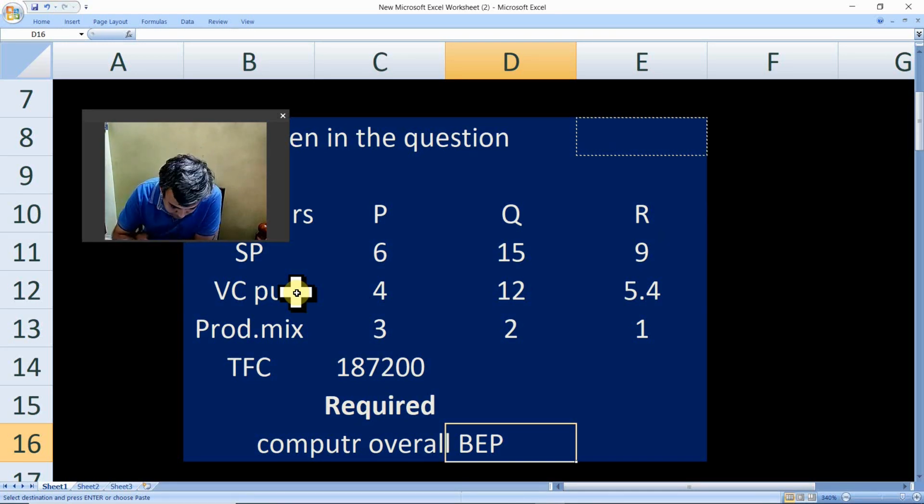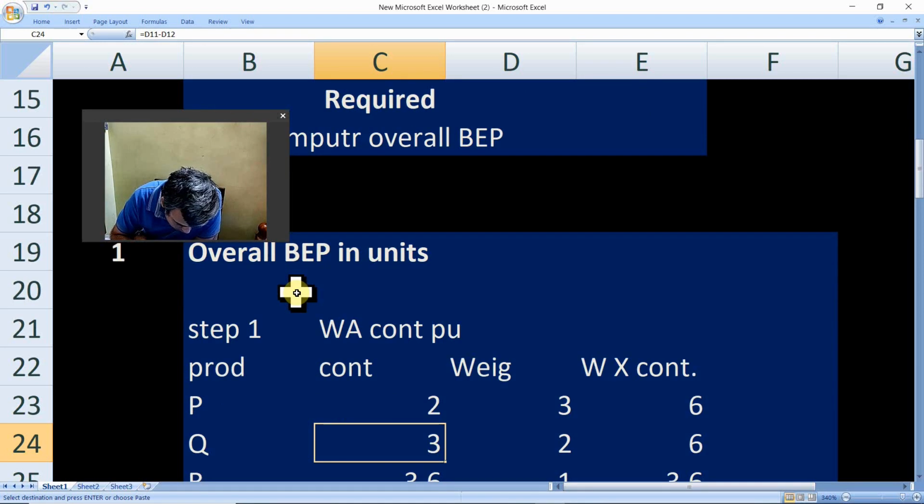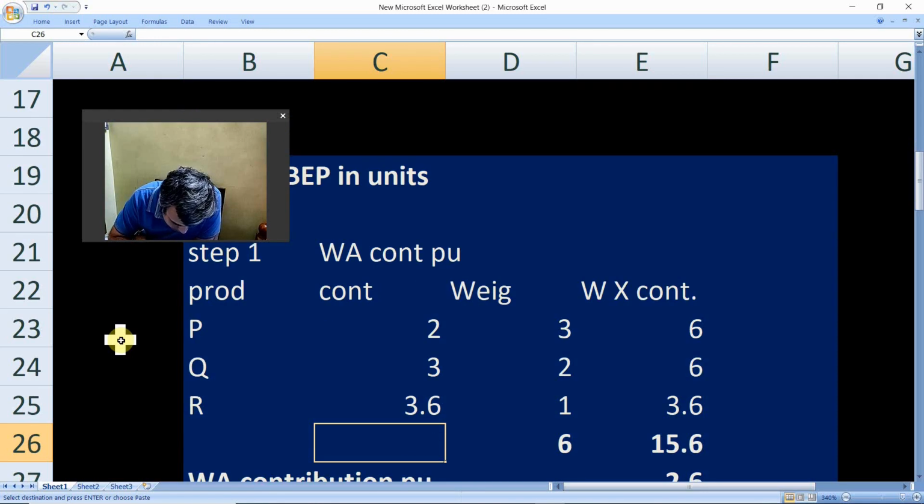What is the formula? Let's look at the solution. First one, overall BEP in units. I am trying to solve overall BEP in units. So, see here, step 1, what have I done? Step 1, I have tried to calculate the weighted average, right? Concentrate, I'm going with the numbers.